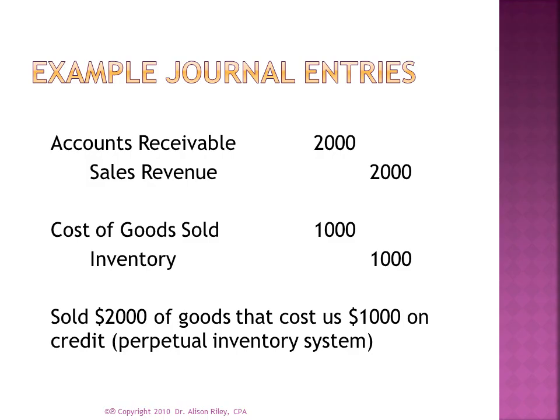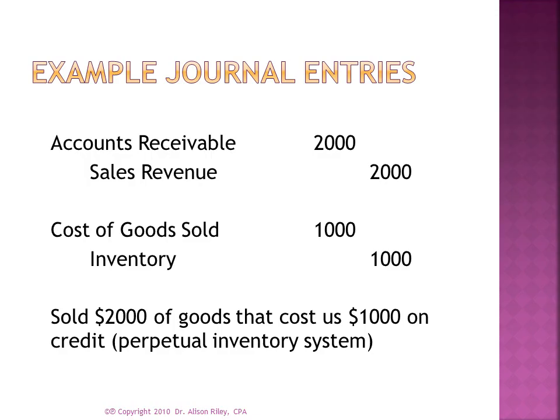This journal entry records a credit sale of goods in a perpetual inventory system. The first part of the journal entry records the sale of the goods and is recorded at the sale price of the goods. Since the sale is on credit, the business does not receive cash from the customer, but instead receives a promise to pay, or IOU. We call these IOUs accounts receivable, and they are assets of the business.